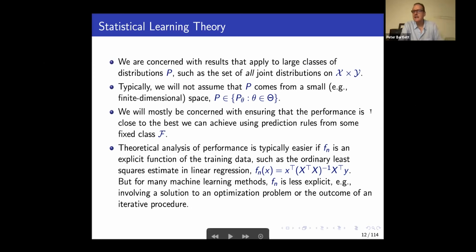And we're focused instead on working with this fixed class F and competing with the best performance from that class, with only mild assumptions on the actual process generating the data, and therefore how good that best performance might be.